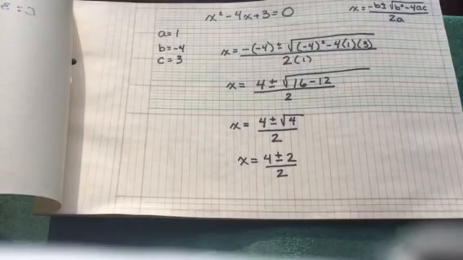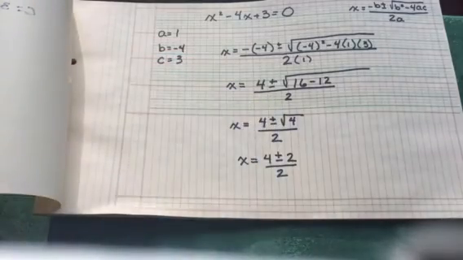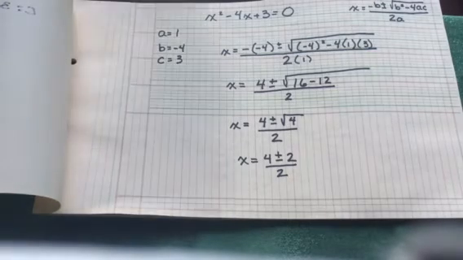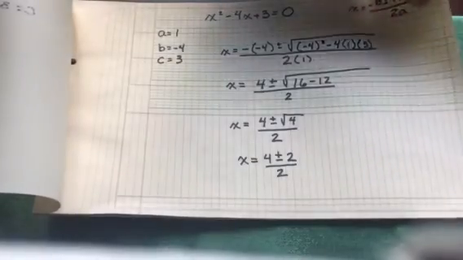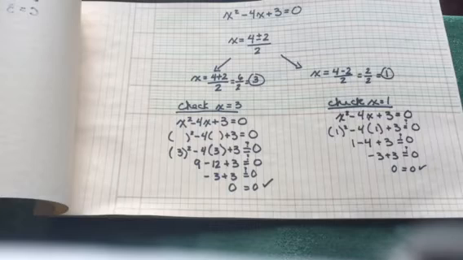Then the next step is that you're going to take that square root. The square root of 4 is 2. Everything else comes down. At this point, all we've done is simplify. Now we need to start to solve. So we're going to begin our solving by splitting that expression x equals 4 plus or minus 2 over 2 into its two components.